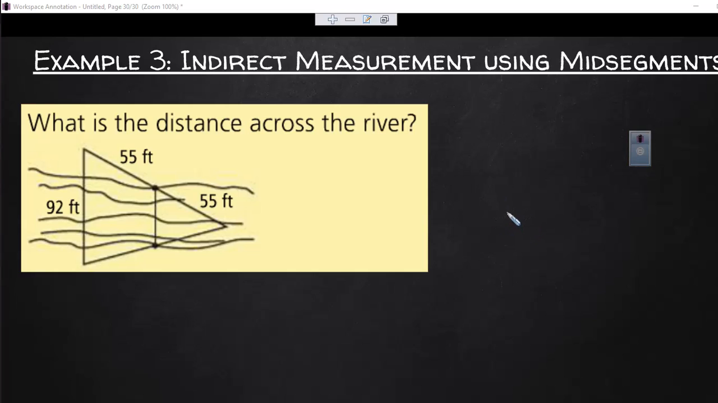So our mid-segment would be half of 92, which is going to be 46. So we take 92 and take half of the third side, and we'll call this x, our mid-segment, and that's going to give us 46. We'll say x is going to equal 46. So 46 feet across the river.